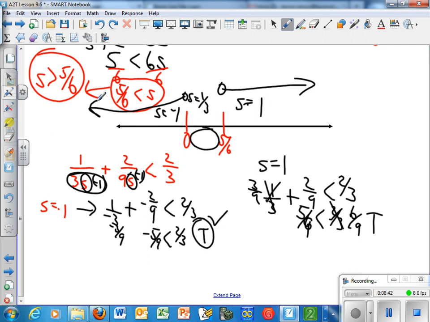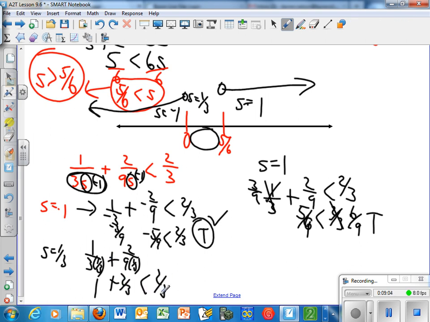Now, if you put 1/3 in, I'd have 1 over 3 times 1/3. 3 times 1/3 is 1, so that's going to be 1, plus 2 over 9 times 1/3. 9 times 1/3 is 3, so it'd be plus 2/3 is less than 2/3. If you can see here, this side's going to give you 1 and 2/3. Well, that's not less than 2/3. That's false. So in between here, I tried 1/3. That didn't work.